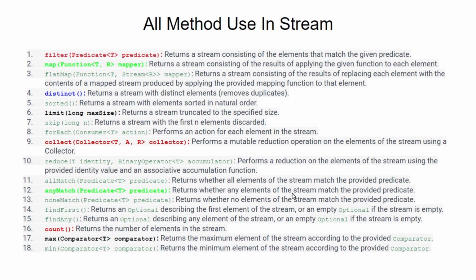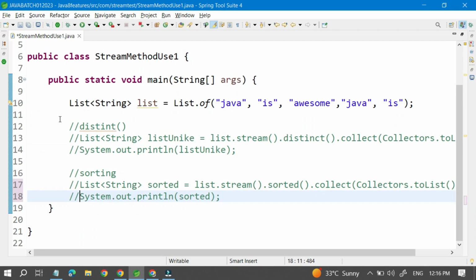Okay, the next method is the limit method. The limit method returns the string truncated to the specified size. If you give a limit, for example 10 or 20, it will print the data based on that limit only. Let's take an example so that you can understand it better.